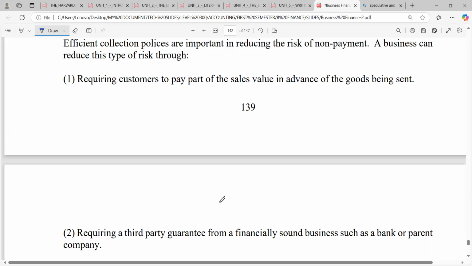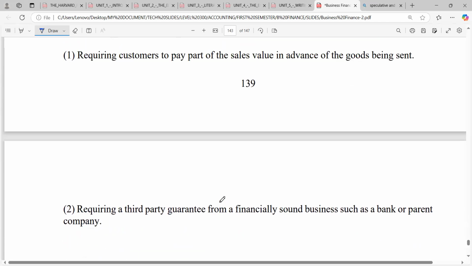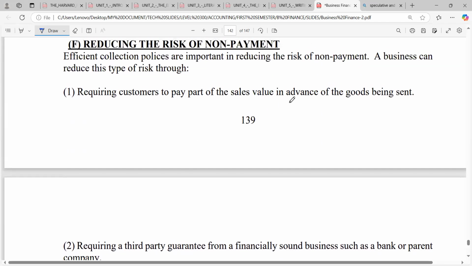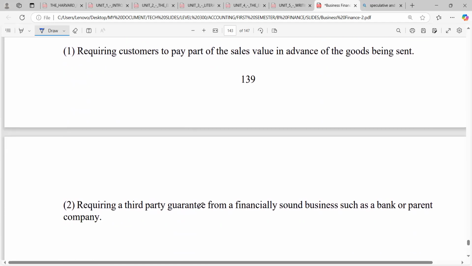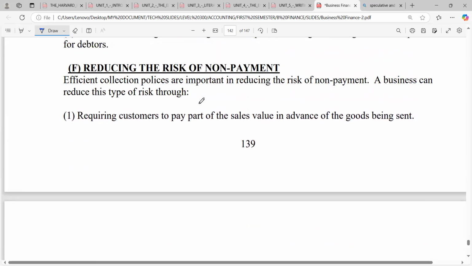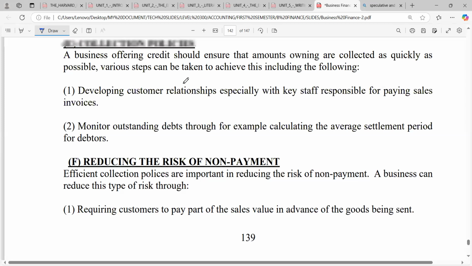And then the next one says requiring a third-party guarantee from a financially sound business, such as a bank or a parent company. So you want to join a class, and you say, you can even talk to my mom. I'll give you the details of my mom or my dad, so that anytime I'm unable to pay, you call him and follow up. This is giving us a third party. So aside from paying part of the money, you can give us a guarantor to ensure that we reduce the risk of non-payment. So this is with debtors.